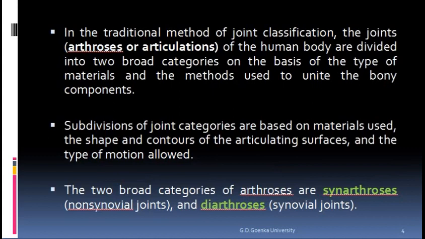In the traditional method of joint classification, the joints of the human body are divided into two broad categories on the basis of the type of materials and the methods used to unite the bony components. Subdivisions of joint categories are based on the material used, the shape of the contours of the articulating surfaces, and the type of motion allowed. The two broad categories of arthrosis are synarthrosis, that is non-synovial joint, and diarthrosis, that is synovial joint.